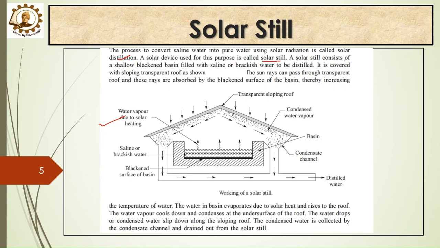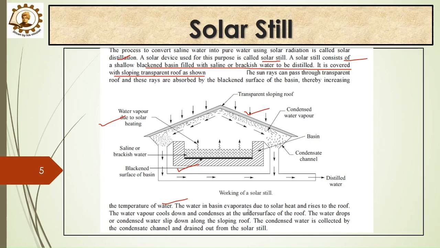A solar still consists of a shallow blackened basin filled with saline or brackish water that is to be distilled. It is covered with a sloping transparent roof. The sun rays can pass through the transparent roof, and these rays are absorbed by the blackened surface of the basin, thereby increasing the temperature of the water. The water in the basin evaporates due to the solar heat and rises to the roof.